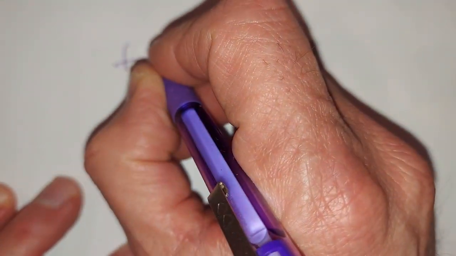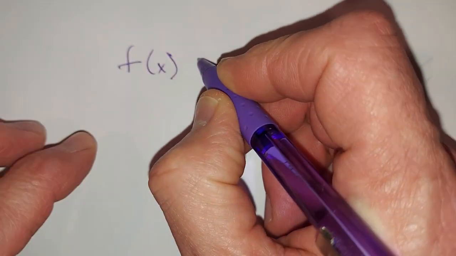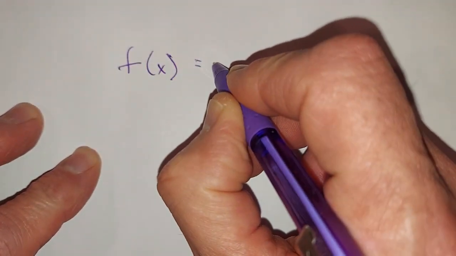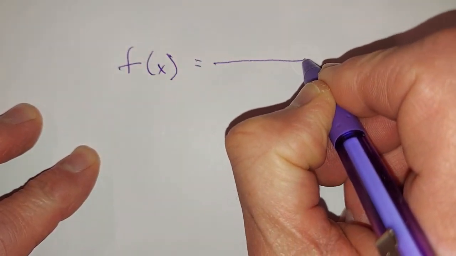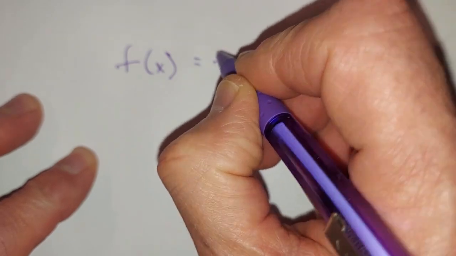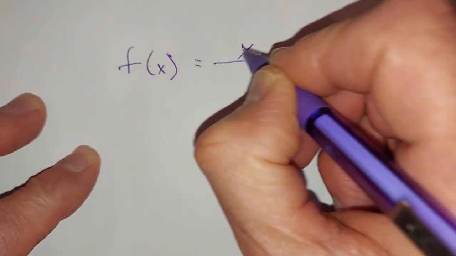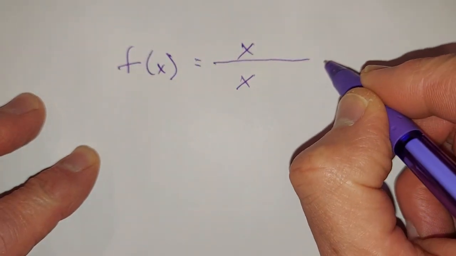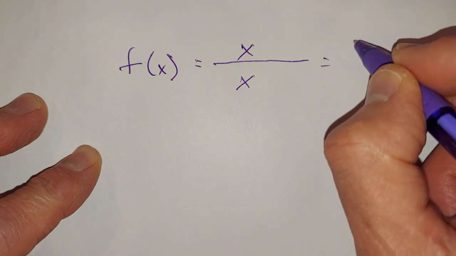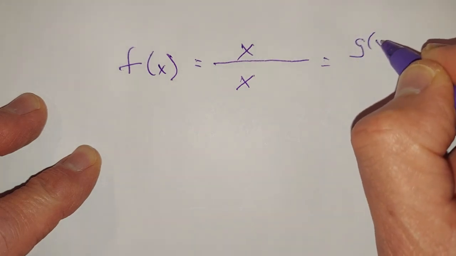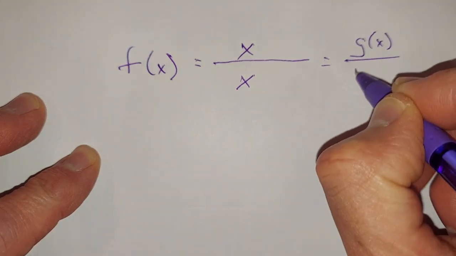So a rational function, if you've watched my video, is one in which there is a fraction with x in both the numerator and denominator. In other words, it's like a function divided by a function.